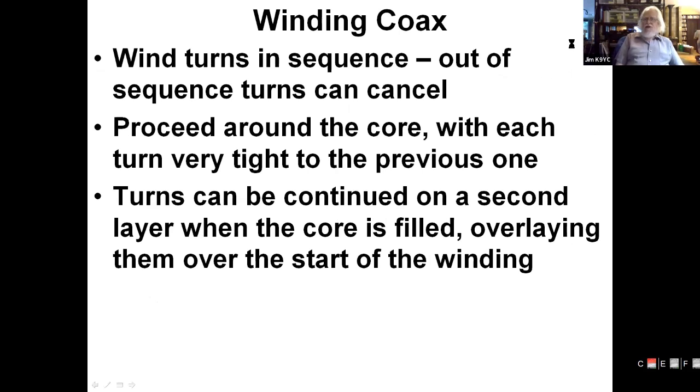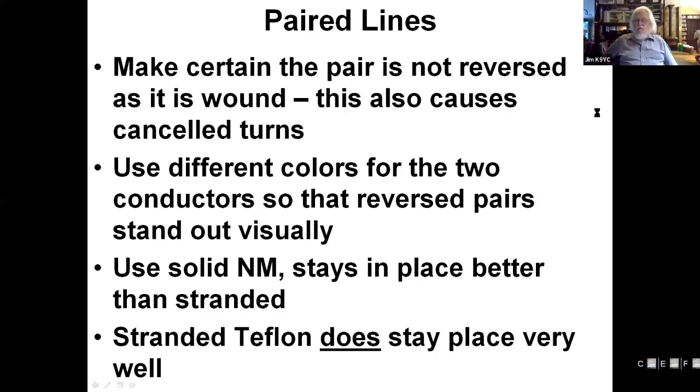Wind the turns in sequence very, very carefully. Out of sequence turns can cancel. Turns that reverse can cancel. Proceed around the core with each turn very tight to the previous one. Turns can be continued on a second layer when the core is filled, overlaying them over the start of the winding, and I did that for some chokes. Make certain that we didn't reverse. That's where the different colors come in.